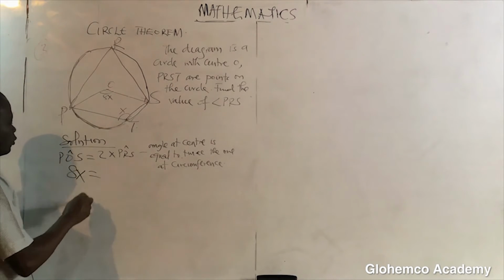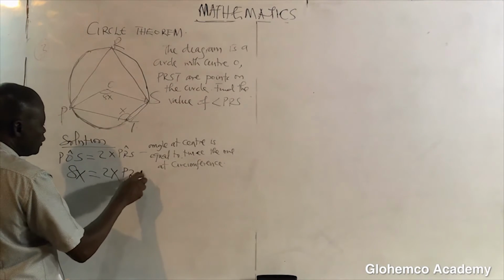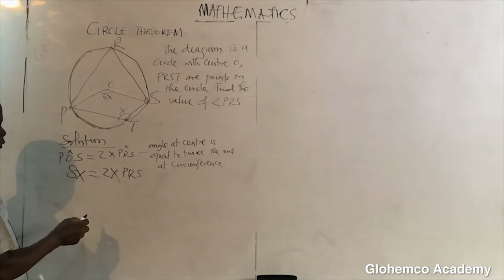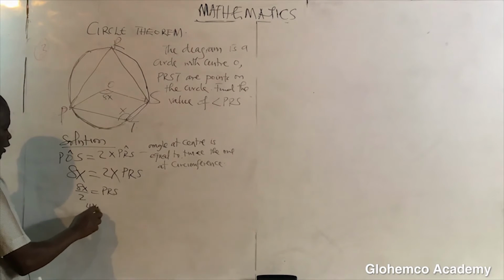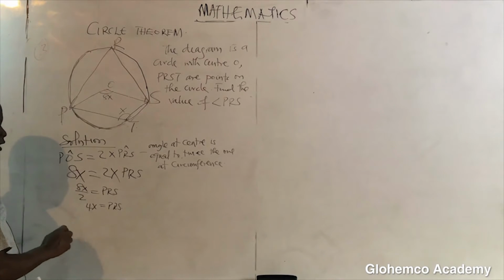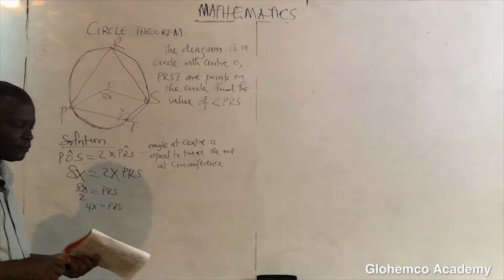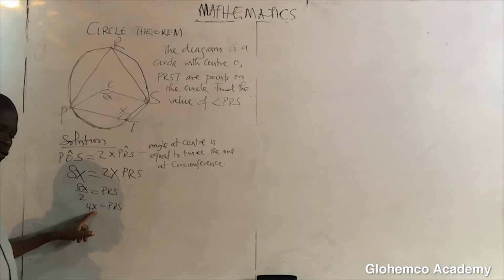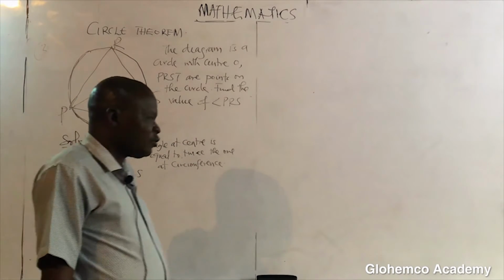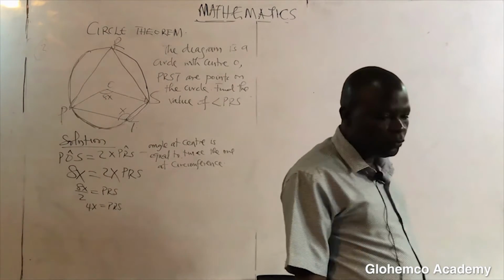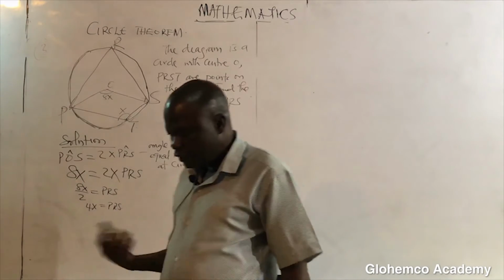POS is 8x, equal to 2 multiplied by what? PRS, which is what we are looking for. 2 multiplied by PRS. Then what is next? 8x divided by 2 will give us PRS, which means 4x equals PRS. That's our value. 4x, but that is not the real value that you have to calculate, because x is unknown. The question says we should find the real value of PRS. So how can we get the value of PRS? It's very simple.